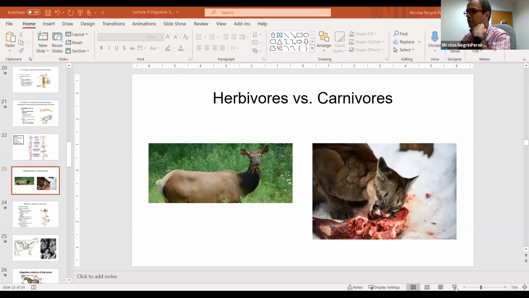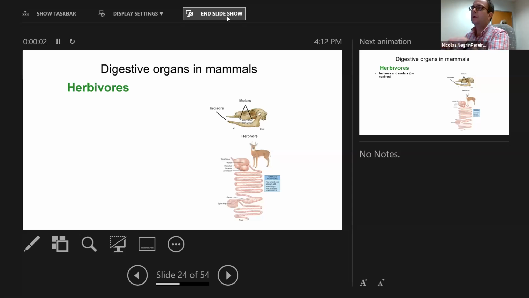Let me put this in slideshow. All right. What are the main differences, or the main characteristics, of herbivores? Talking about teeth, they present incisors and molars, but there are no canines because, if you think about it, there's no need to hold a prey that wants to run away once you've got it in your mouth. At the same time, you don't want to tear any flesh, because these are animals that feed on plants, on vegetables.